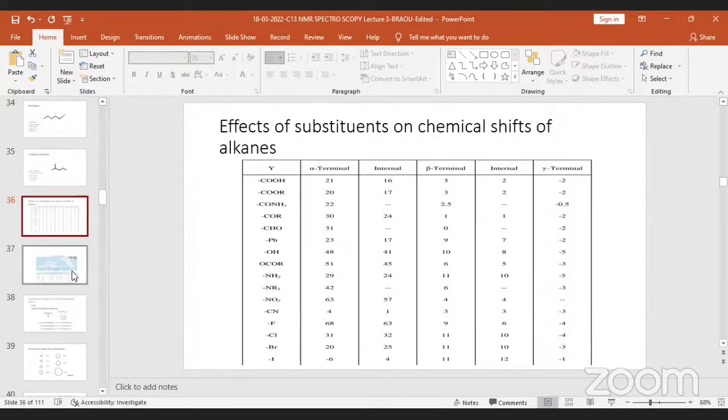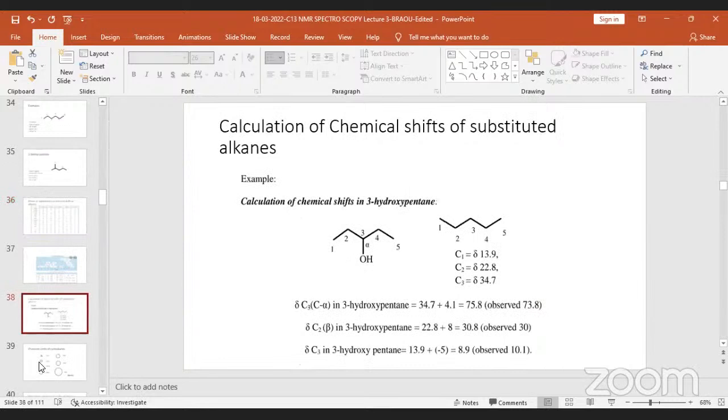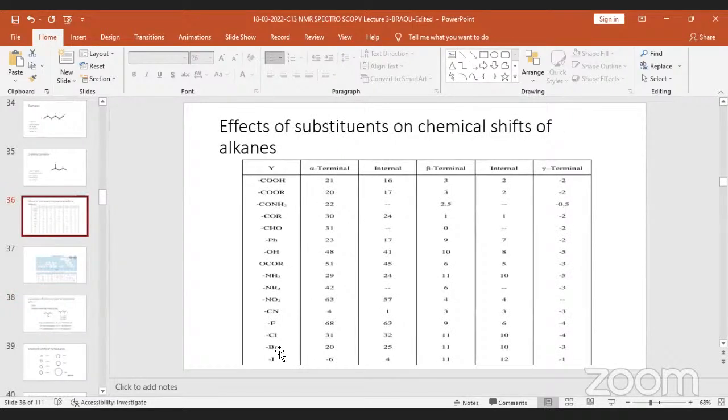Similarly, suppose we have seen 3-hydroxypentane; similarly, you can have 3-fluoropentane. Then you have to substitute these values, take down the positions, and accordingly calculate. If it is, say, 68, when should we add it? For example, methane: let us say the methane chemical shift is -2.5, right? And for methyl fluoride, to -2.5, what do you have to add? This 68 you have to add. Then you will get the approximate chemical shift of the methyl fluoride carbon.